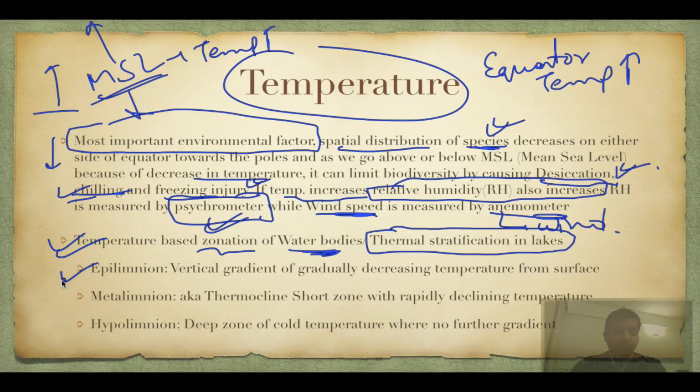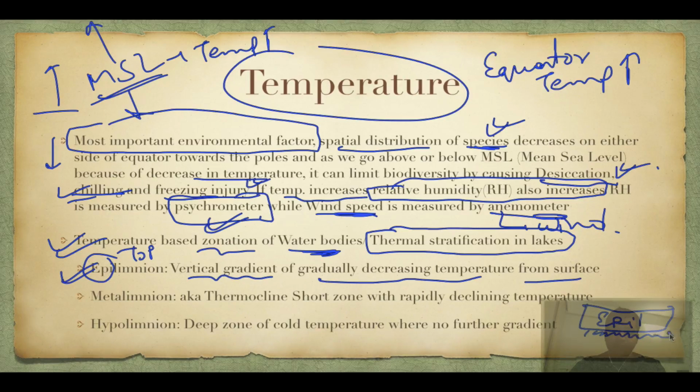It is of three types: epilimnion. Epi means top, limnion means layer. So the vertical gradient is gradually decreasing. If this is a lake, assume this is a lake, then this portion will be epilimnion. Then we have a small zone of rapidly falling temperature, called thermocline, and the lower portion will be hypolimnion. So this is how it is.